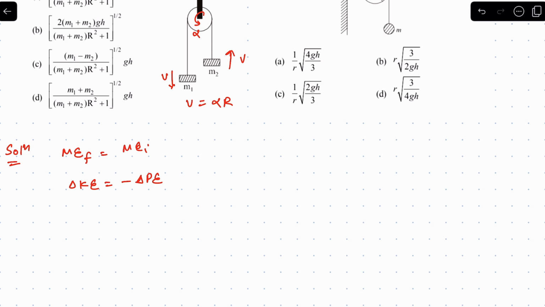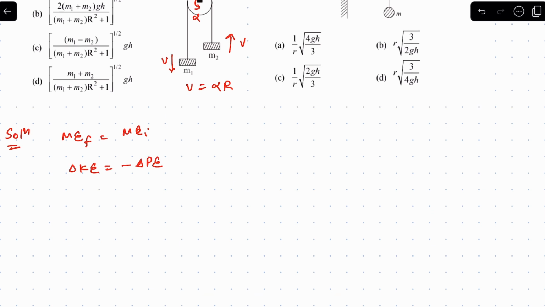Then the change in kinetic energy is the kinetic energy gained by the particles. Initial kinetic energy was 0. So it is half m1 plus m2 v square, since both blocks move with velocity v, plus the rim rotating with omega, so half I omega square. We know the relation v equals omega r.